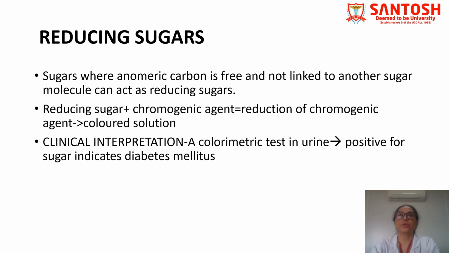Suppose you want to test a urine sample for the presence of reducing sugars. We put the urine sample into a reagent, which is a chromogenic agent. In this case, we put the Benedict reagent and we heat it, and with the heat there is a reduction of the chromogenic agent, and it gives a color reaction, or color solution, or a precipitate. Depending upon the color of the precipitate, we can semi-quantitatively tell the percentage of sugar in the urine.